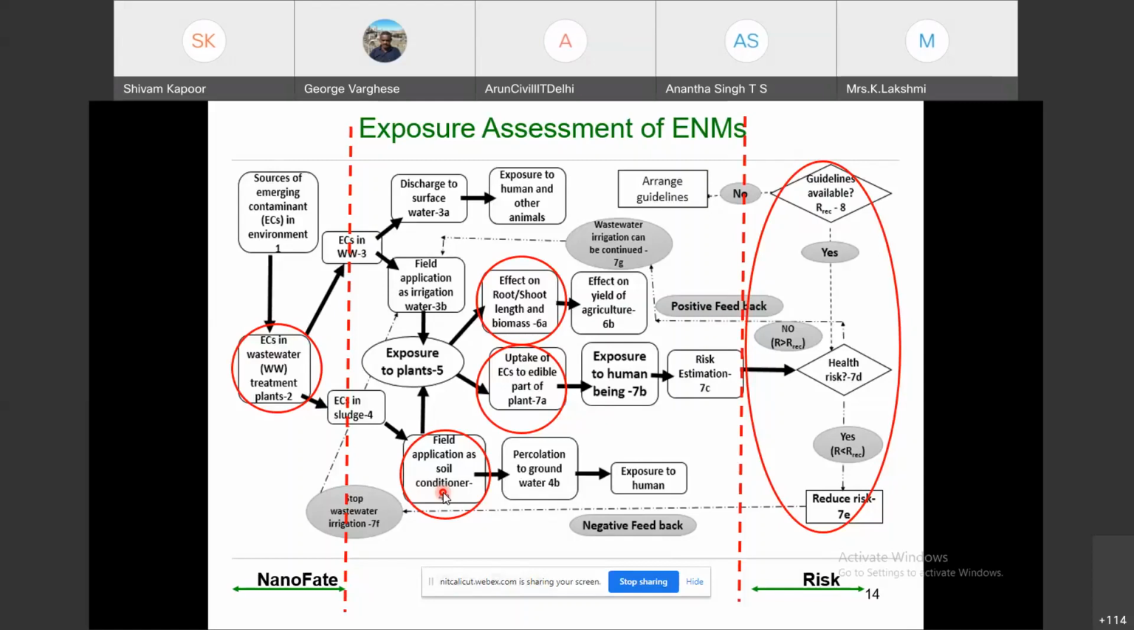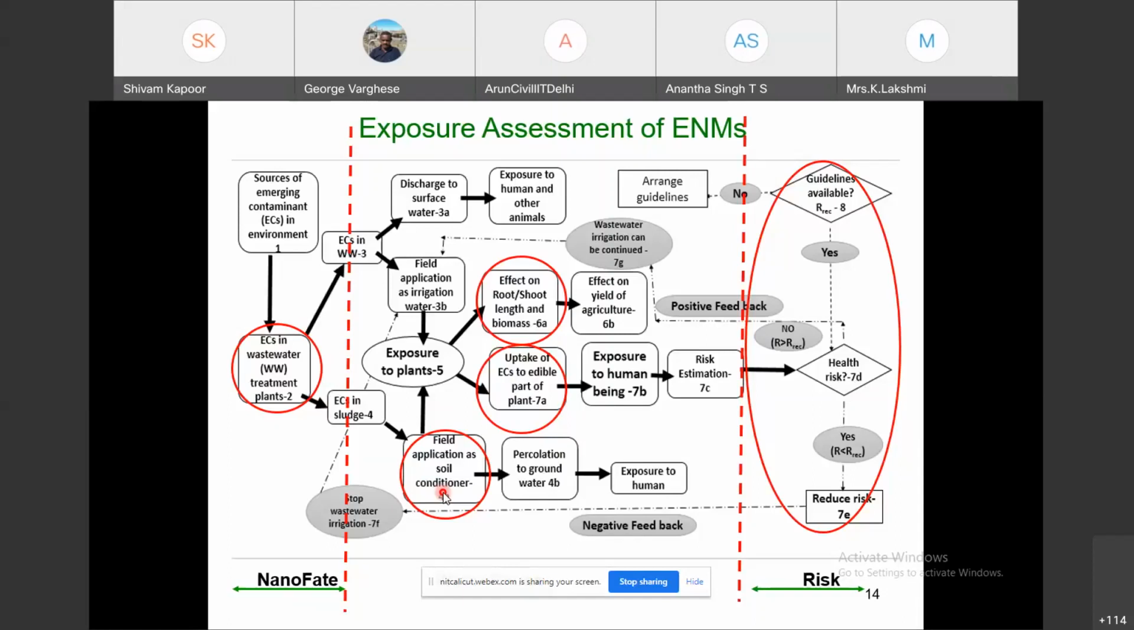There was another question: how to quantify nanoparticles or EC in water or sludge. As I said in the beginning, in our lab we start with 0.45 micron filter paper, then 0.2 micron, then 0.02 micron, 20 nanometer. So we go up to 20 nanometer. When we started, we didn't have centrifuges, so we don't use centrifugation methods, but people can apply centrifugation and go to very low dimensions.